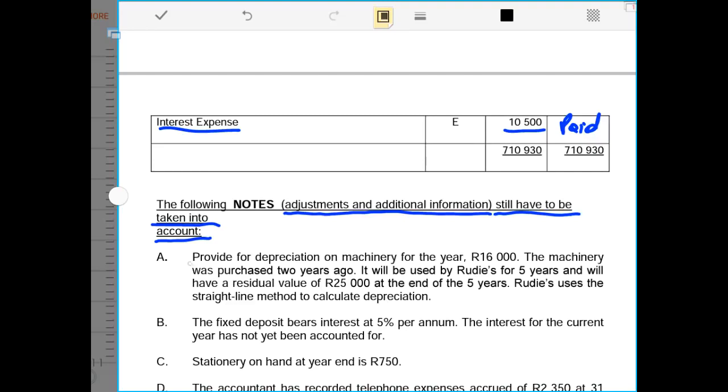And it says provide for depreciation on machinery for the year, and that is 16,000 rands. So the depreciation for the machinery was 16,000 rands, and they tell us that the machinery was purchased 2 years ago, and it will be used by Rhodis for 5 years and will have a residual value of 25,000 rands at the end of 5 years. That means this machine can be sold at the value of 25,000 rands at the end of 5 years.